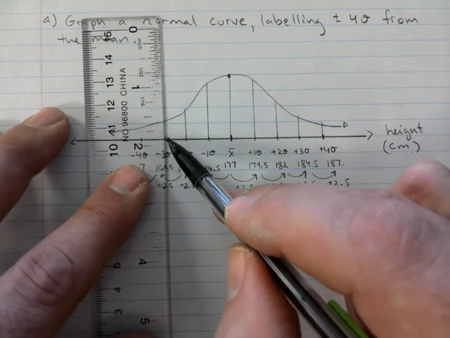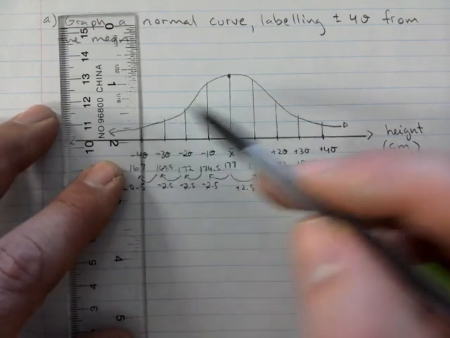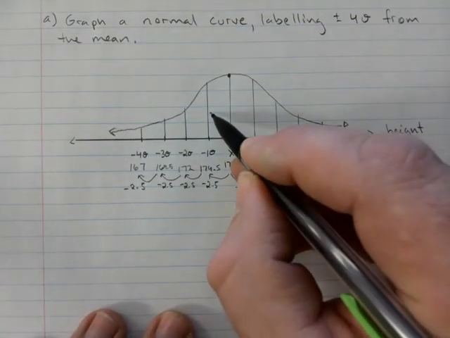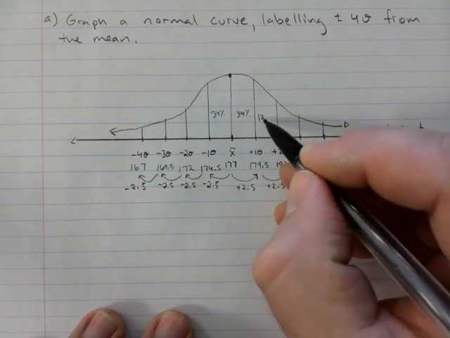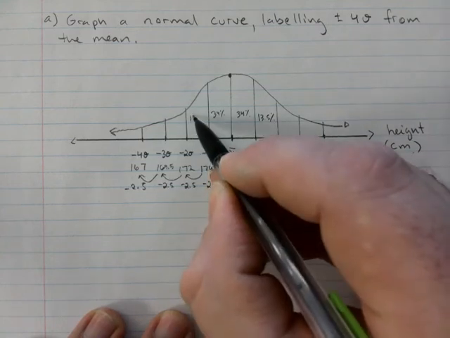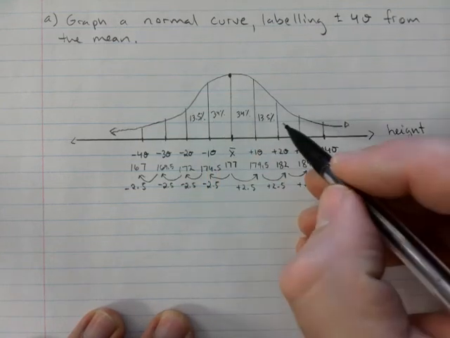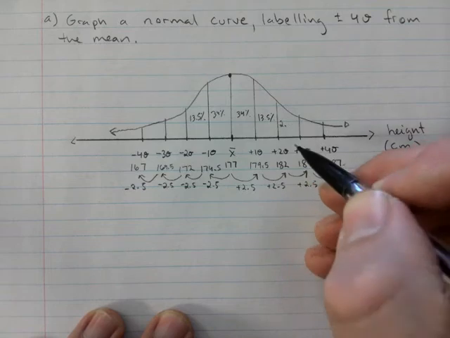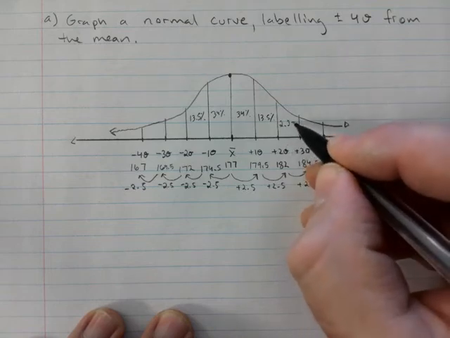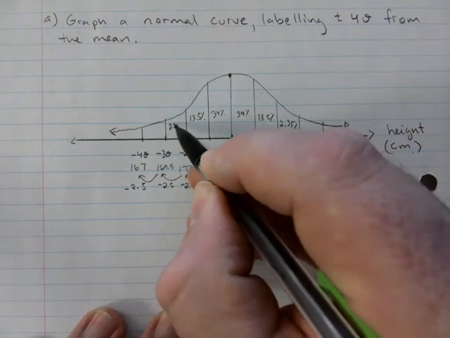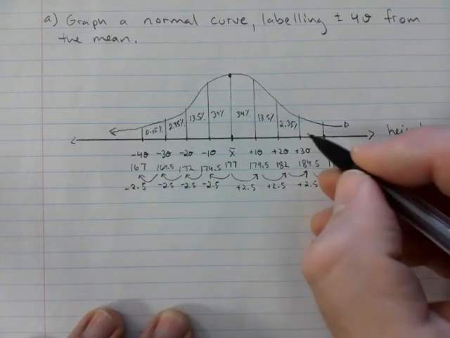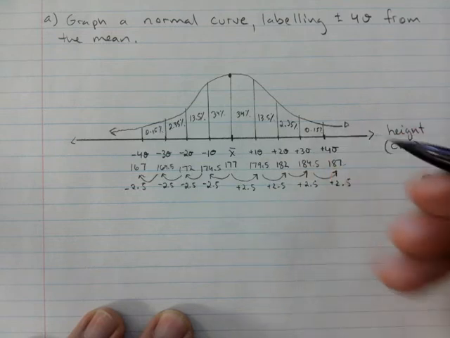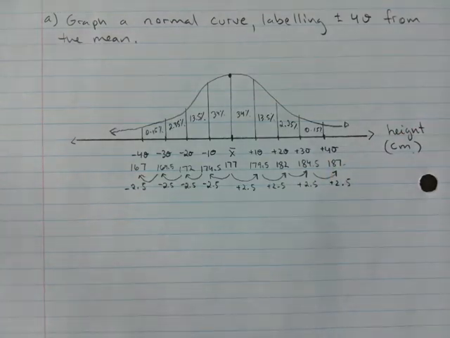And so these percentages should be on your study sheet. Okay, so 34%, 34%, 13.5%, 13.5%. If you don't remember them, you need to write them down, right? 2.35%, 2.35%, 0.15, 0.15. Done. That's all you need to do.